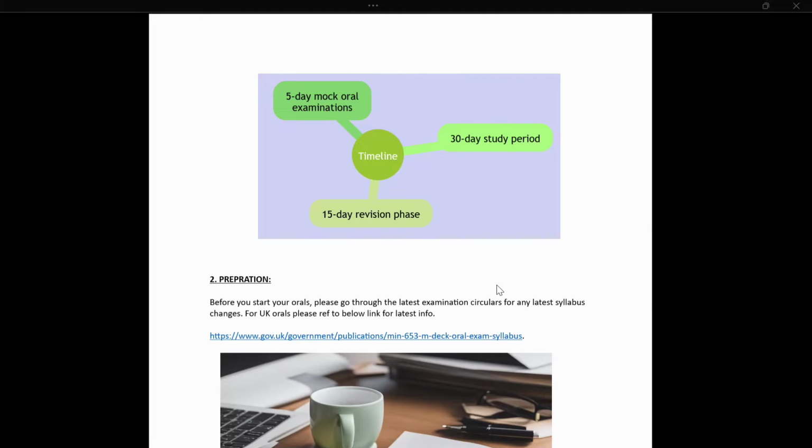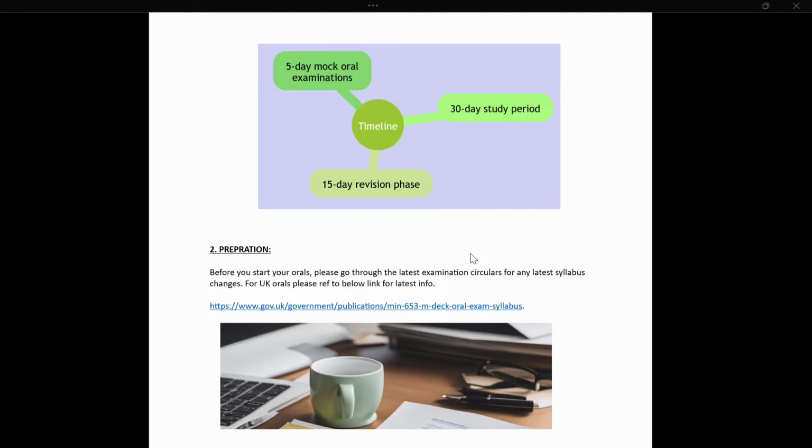Now, after you've done a 3-time revision, obviously you need to test your skills, right? So how to test your skills is obviously by going for a mock oral examination with your batchmates or with your tutors. Now, what is the second step?